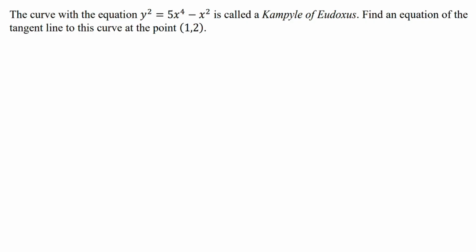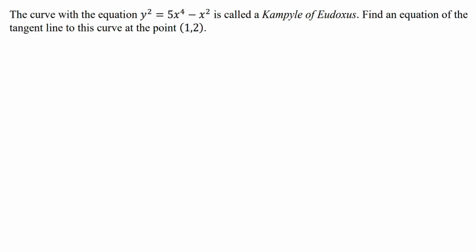All right, for our next one here, we are looking for an equation of the tangent line to this curve at the point 1, 2. And since this is an implicitly defined equation, we're going to use implicit differentiation to solve for our derivative.